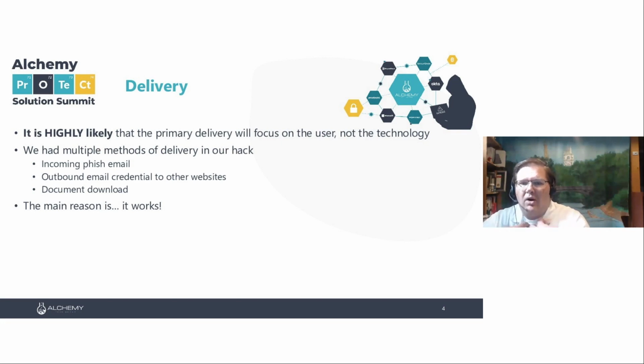So in our hack, we had three different ways to do that. We had an inbound phishing mail, which was successful. We had a doc download that was built off of that. And something we didn't see around the hood is that once we were able to get those credentials, we started spewing out email to other people in the organization.